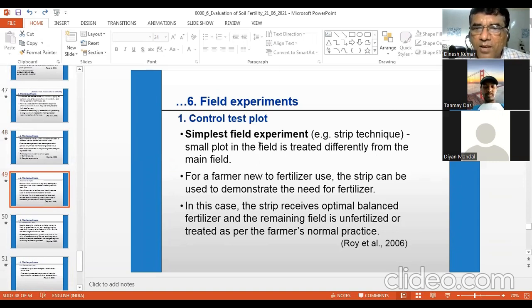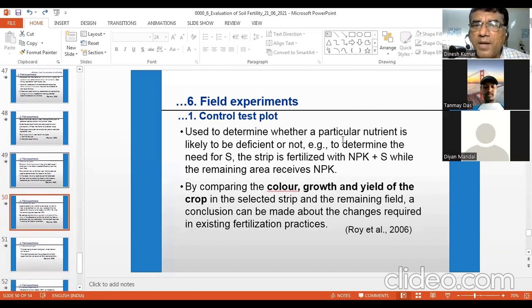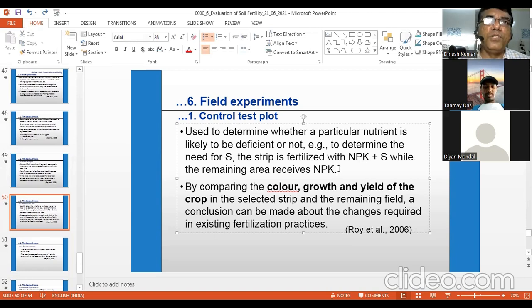For the control plot, I have already told you, just one treatment is taken and it is a kind of demonstration to the farmer. It is used to determine whether a particular nutrient is likely to be deficient or not. To determine the need for sulfur, a strip is fertilized with NPK plus sulfur, while in the remaining area you may not have sulfur. So now you can show the response to sulfur to the farmer. So this is also a kind of control test plot.